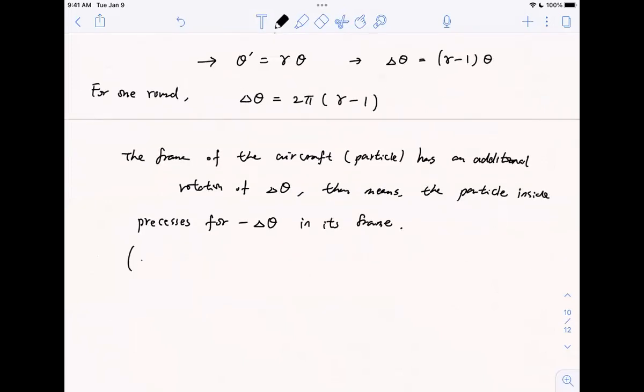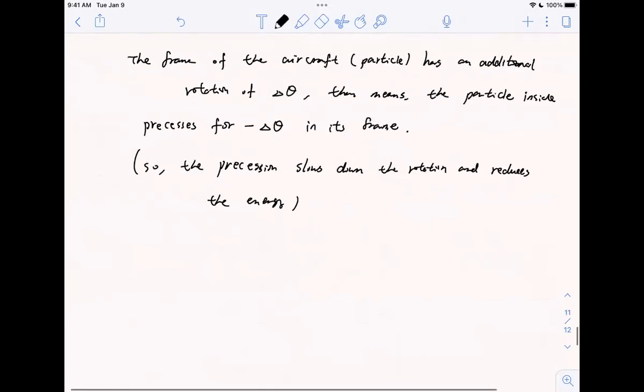And so the precession slows down the rotation and reduces the energy, slows down the precession. So let me see how we're going to deal with it. Let's consider the angular frequency. This is a particle. The particle frequency and the outside frequency.